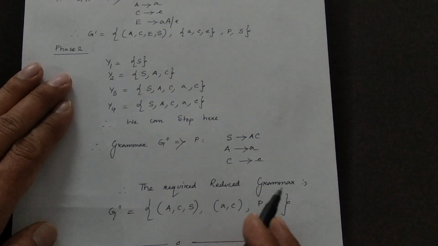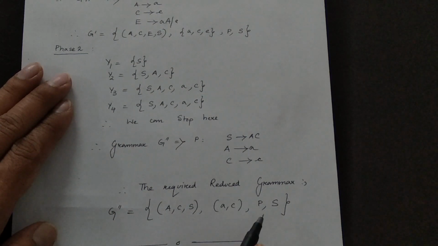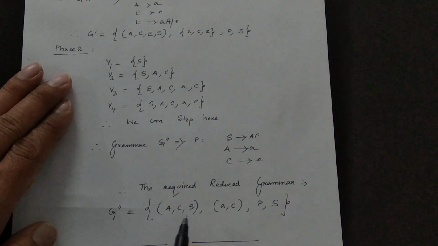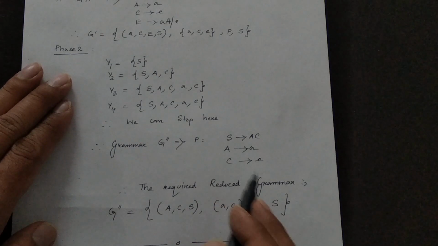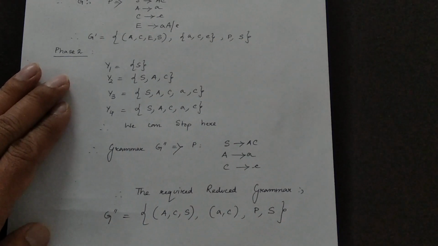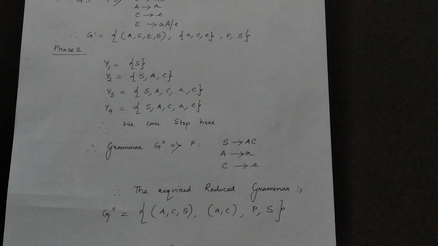Therefore the required reduced grammar is nothing but this one, where this is the set of non-terminals, this is the set of terminals, P is the production, this is the production, and S is the start symbol. So this is how you need to reduce a particular CFG. Clear?